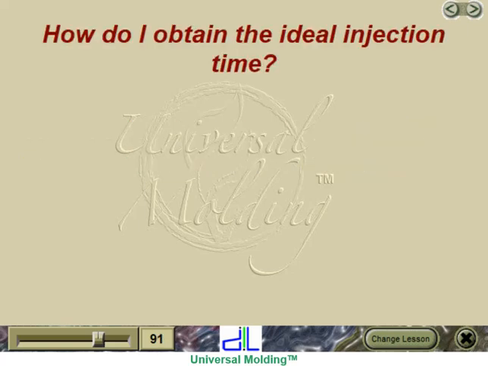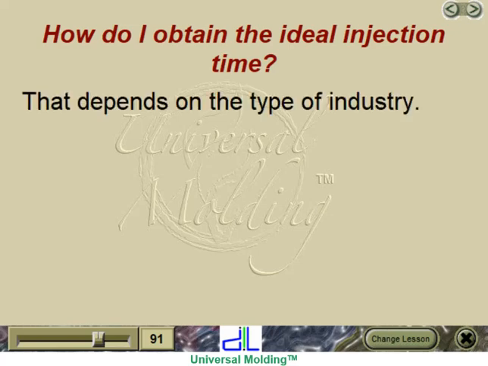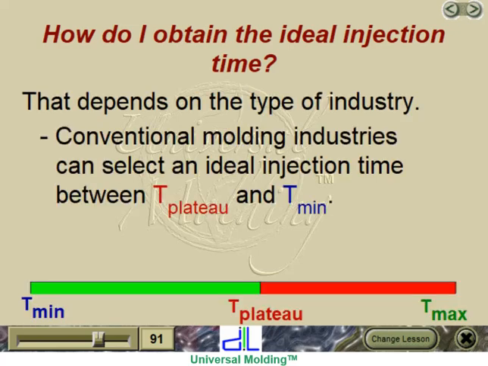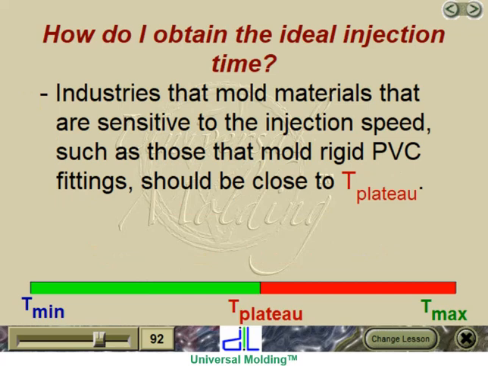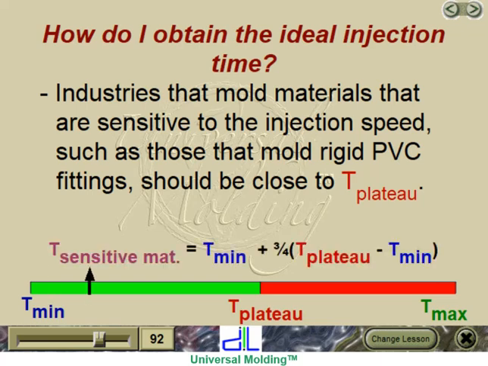How do I obtain the ideal injection time? That depends on the type of industry. Conventional molding industries can select an ideal injection time between T plateau and T minimum. T intermediate equals T plateau plus T minimum, all divided by 2. Industries that mold materials that are sensitive to the injection speed, such as those that mold rigid PVC fittings, should be close to T plateau.